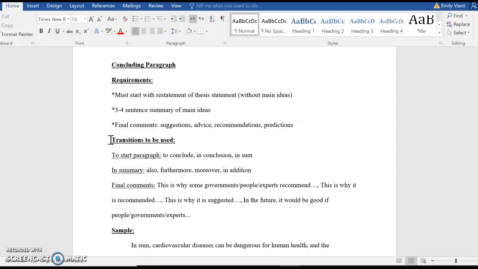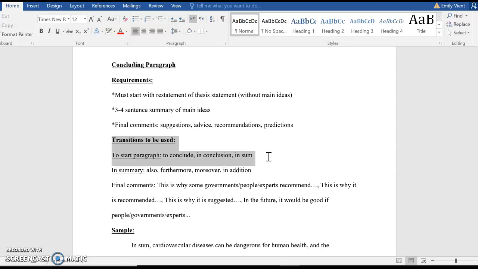Here are some transitions you can use. This is not a final list in any way, just a suggestion of some transitions you can use for your conclusion. To start the paragraph, you can start with to conclude, in conclusion, in sum. Sometimes people like to start with finally. I feel finally is a little bit lower level, so it's better to choose one of these three if you want a higher level transition, which is what we're working on this semester.